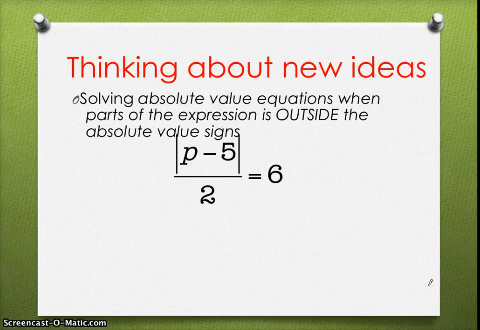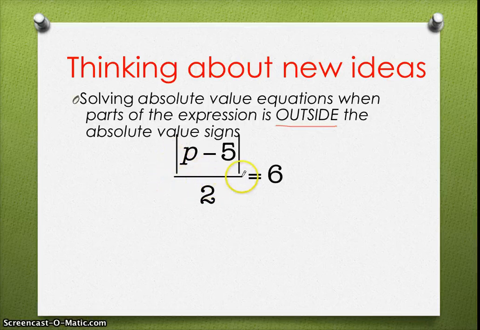The other situation that we have is what happens if there are expressions on the outside of the absolute value sign. And just to clarify things, things that are on the outside of the absolute value sign means that they exist outside the boundaries of these two vertical bars. Think of those vertical bars similar to parentheses.